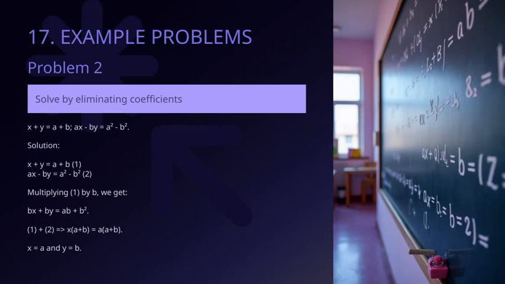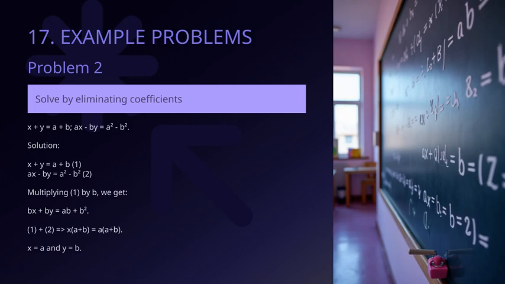Now, looking at this slide, we have two variables, x equals a and y equals b. The key idea here is to understand how these equations relate to each other and how we can manipulate them to find solutions. First, notice that when we add the two equations, we get x plus y equals a plus b. This is a straightforward addition.